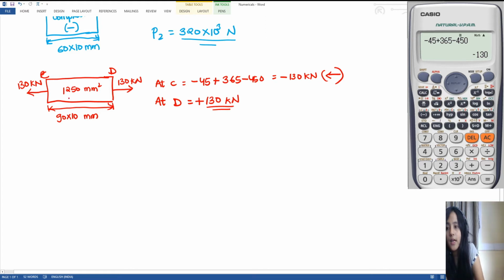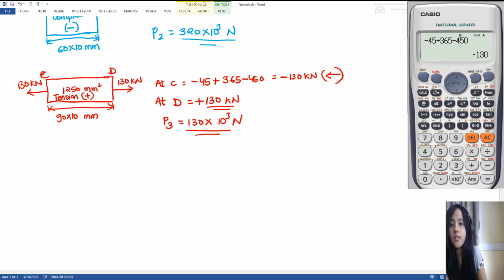Now this body is again under tension, so the length of this body will elongate, right? So what is the force here? P3 force will be equal to 130 into 10 raised to power 3 Newton.